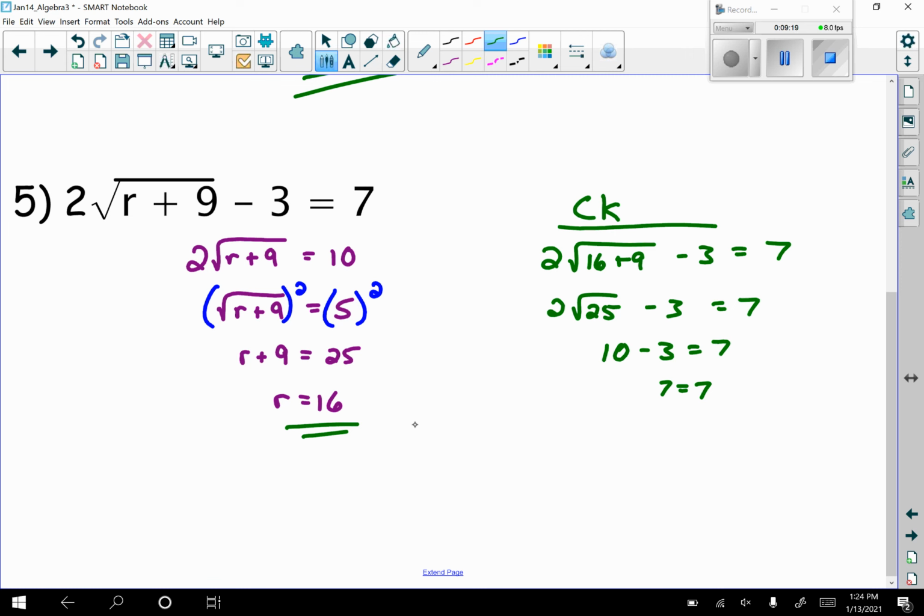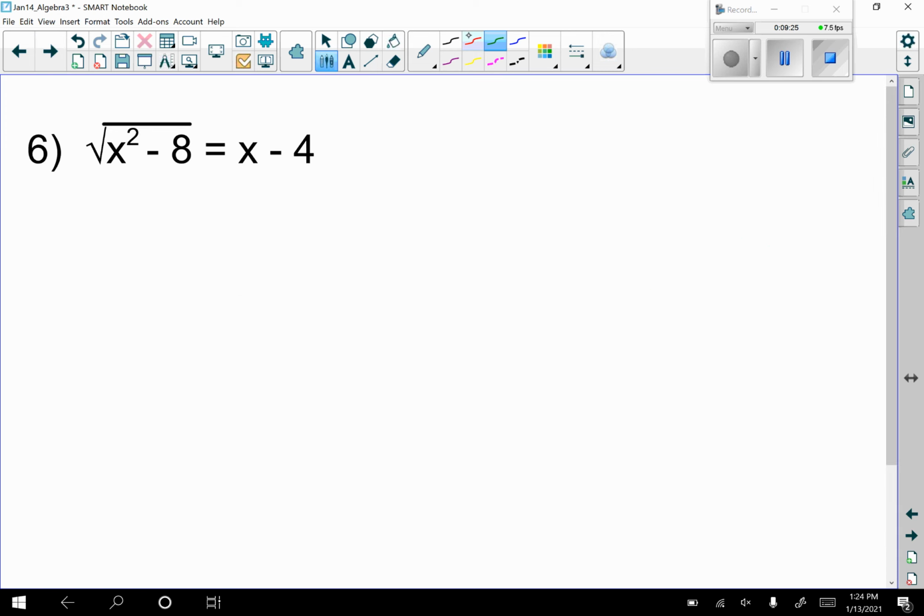Okay, just a couple more examples to get through. These problems are going to start to change in our next example. Go ahead and copy down number 6.